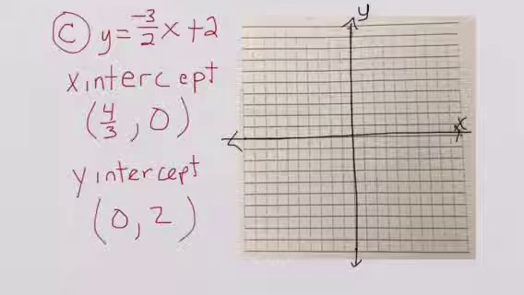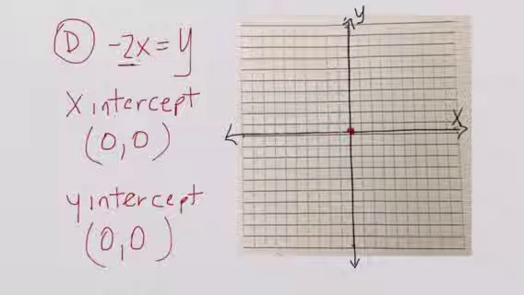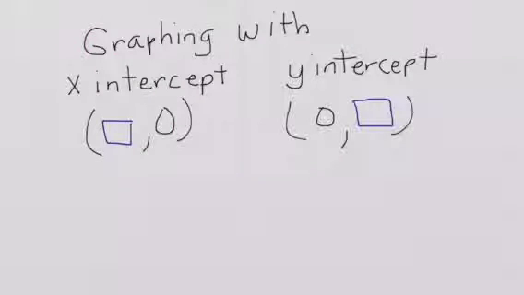4/3 is 1 1/3, 0, so that's going to be our x-intercept. Notice that it's touching the x-axis. And 0, 2 is our y-intercept. It's touching our y-axis. We're going to draw our line, and that's going to have a negative slope. 0, 0 is our x-intercept and our y-intercept, and we notice that our slope is negative, so it's going to go down this direction. And now you know how to graph with your x-intercept and y-intercept.